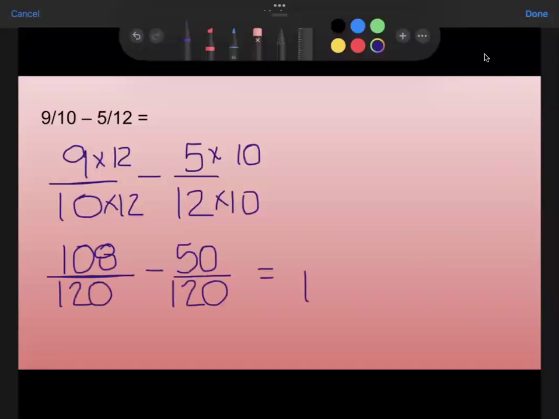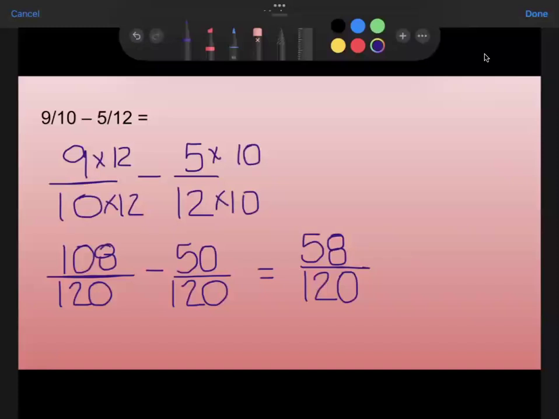Okay, so I'm going to keep that 120 as the denominator, but now I need to do 108 minus 50 on the top. So when I do that, I end up with 58. So this is a good answer. This is a correct answer, but it's not a simplified answer, so it could be better.